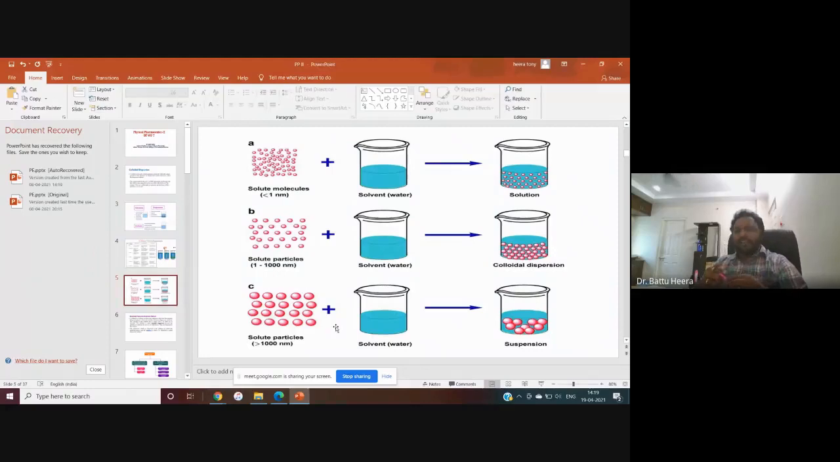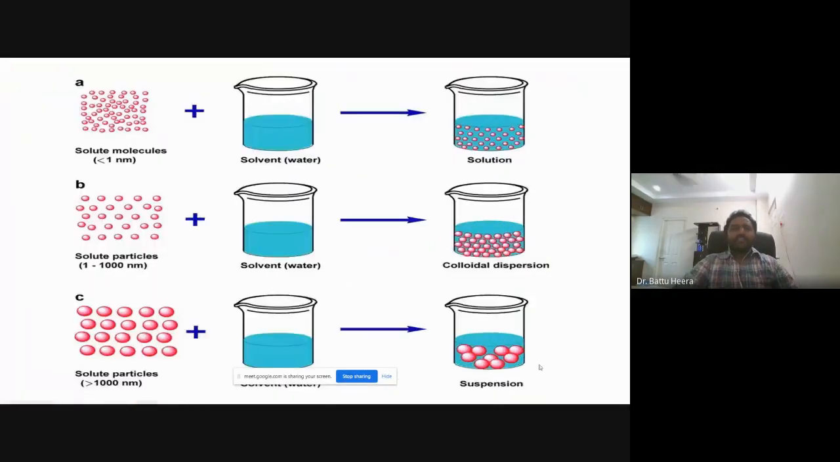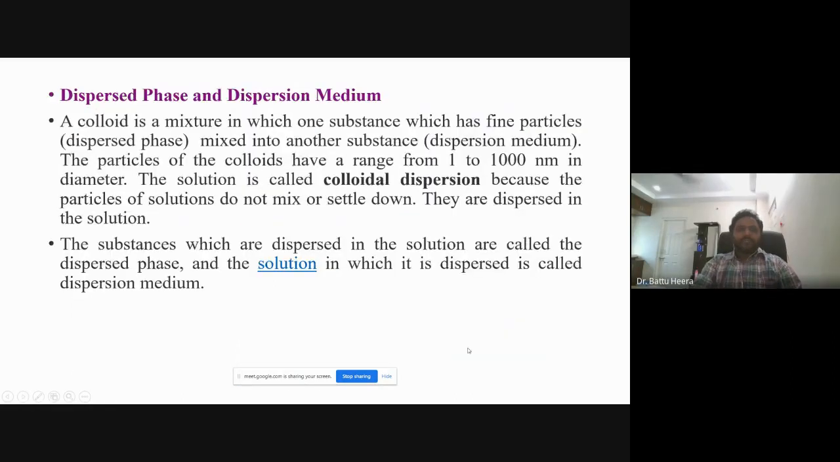So the same. This is one of the examples regarding suspensions, colloids and solutions. So these are solution particles, this is colloidal dispersion, and this is the suspension. See the particles of the suspension, they are very large particles. Okay, so now you know what is dispersed phase and dispersion medium.